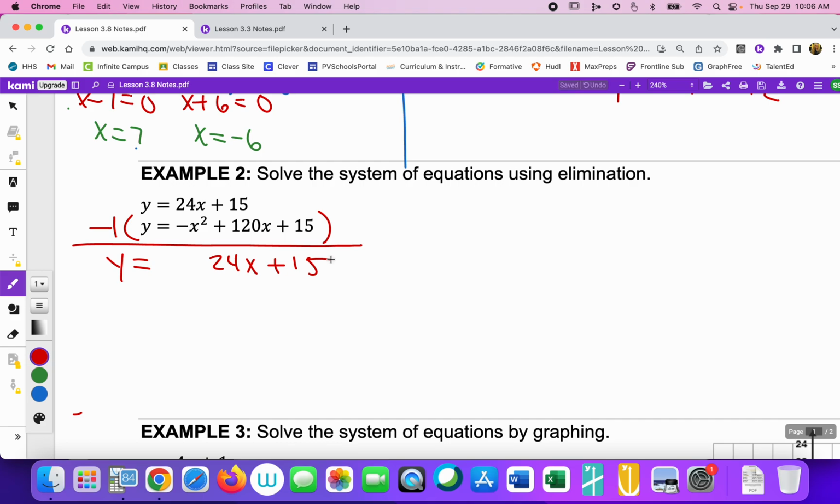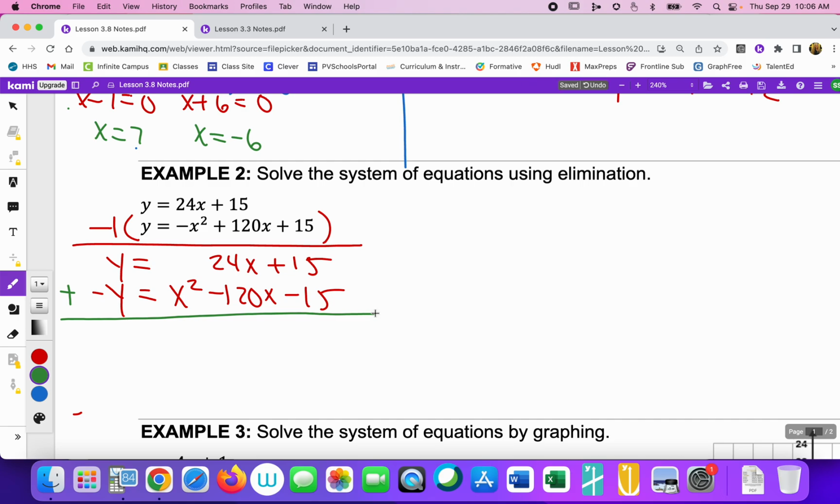Now after I distribute this -1, I have a negative y. I have a positive x squared. I have a negative 120x and I have a negative 15. So I changed the signs of all of them in that line. I could have done it to the first one instead. It should not matter. So in your homework, if you're doing elimination, just choose one. Because we should always be adding as we go.